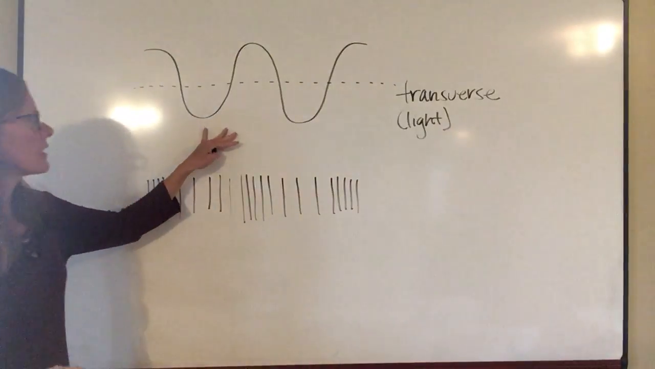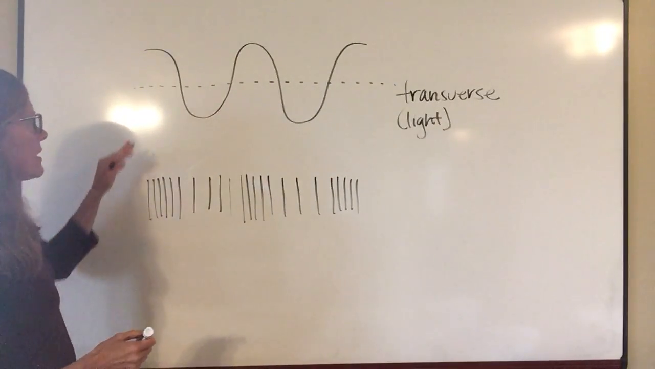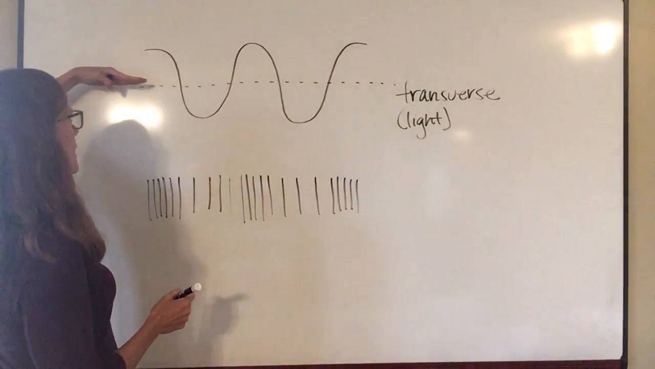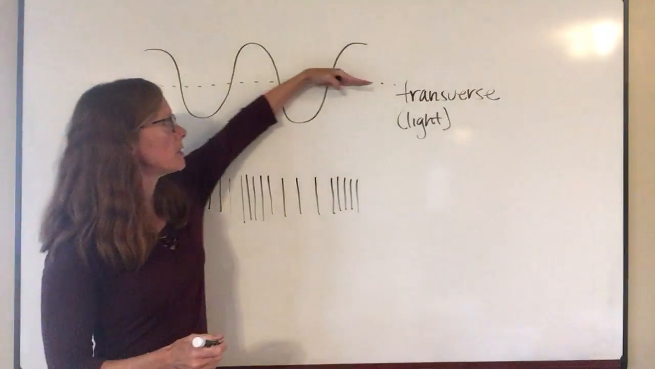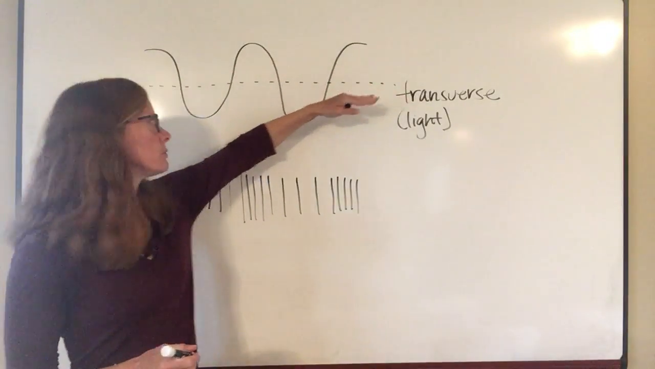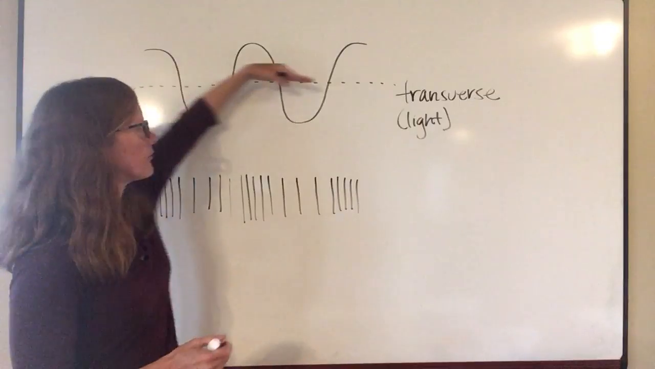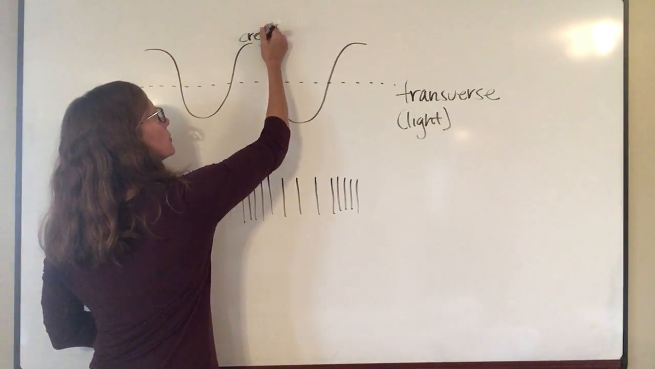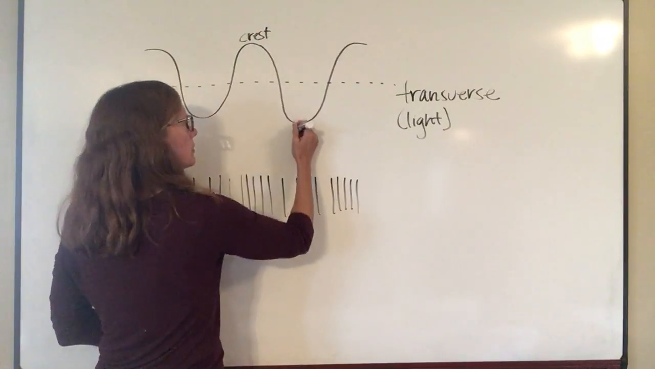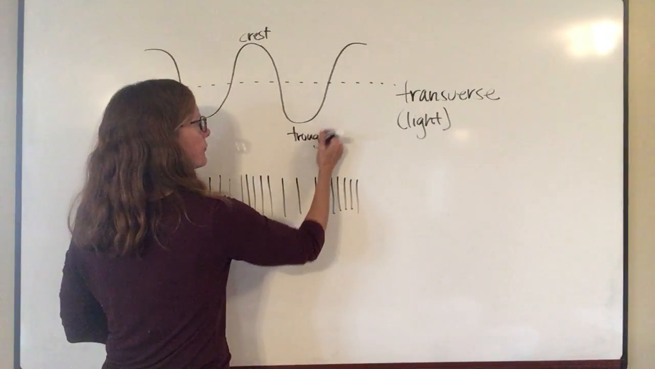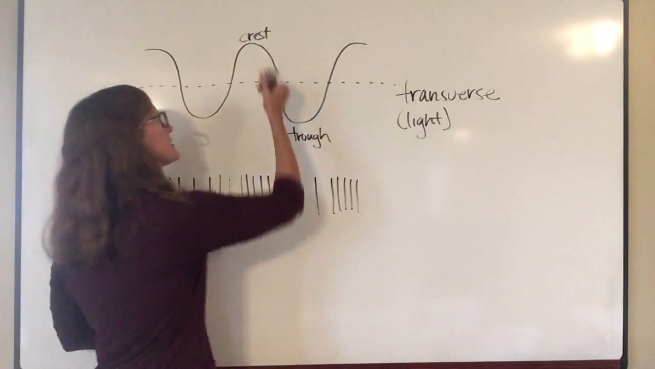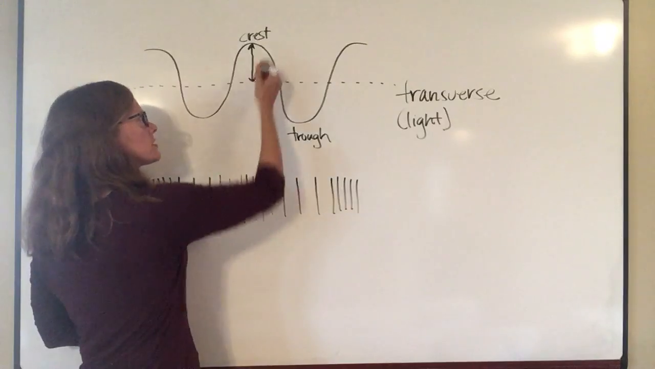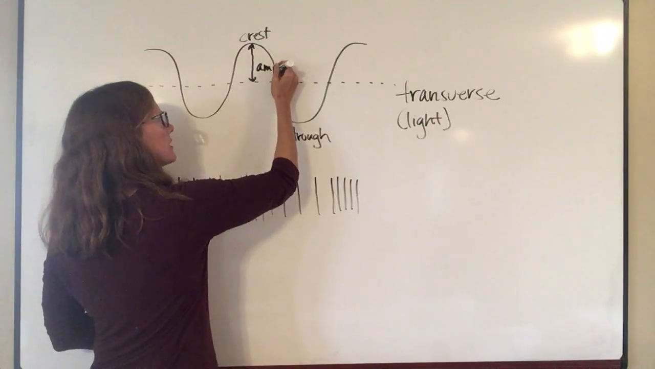So if I look at this diagram of a wave, if there was no energy moving through this particular medium, this dotted line in the middle would be the rest position, so there would be no movement. Everything would be laying flat across that line. This is called the crest of the wave, and this is called the trough. And the distance between the crest and the rest position is called the amplitude.